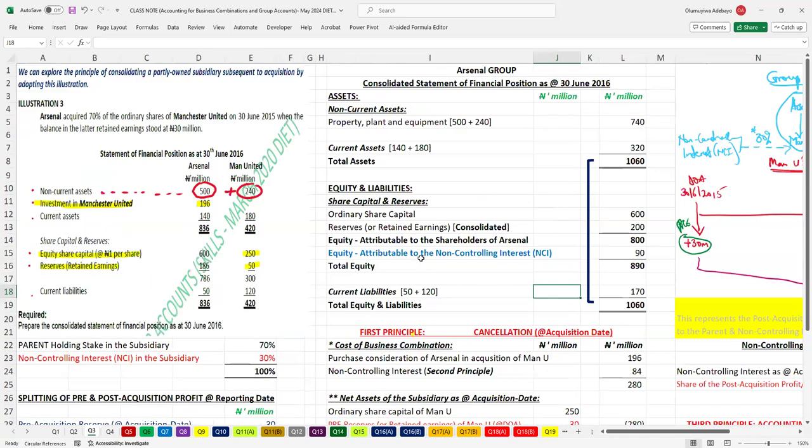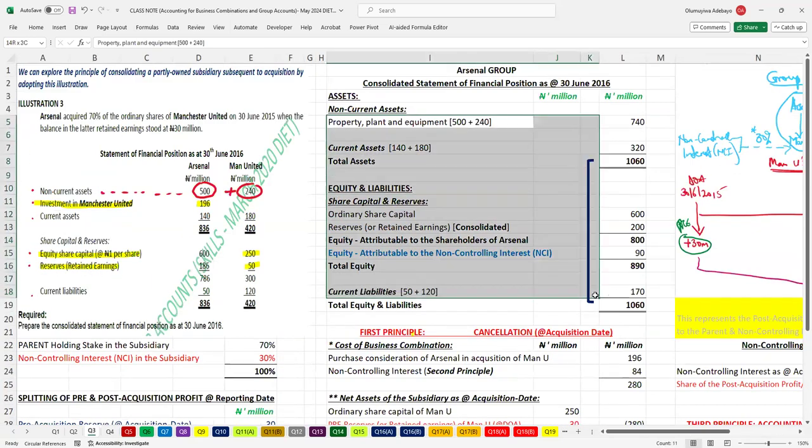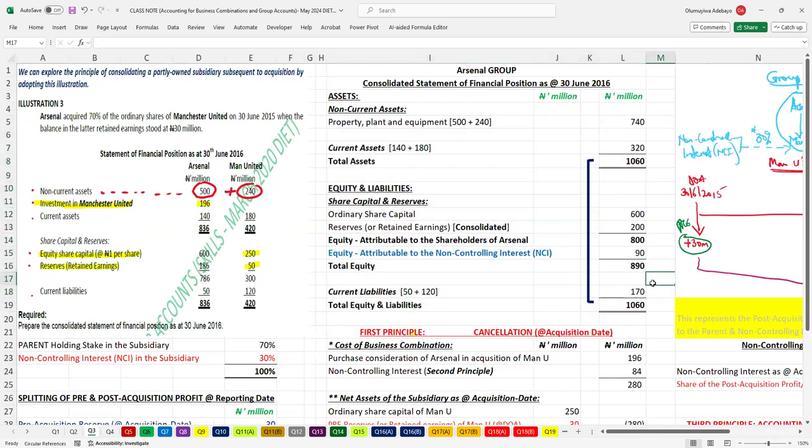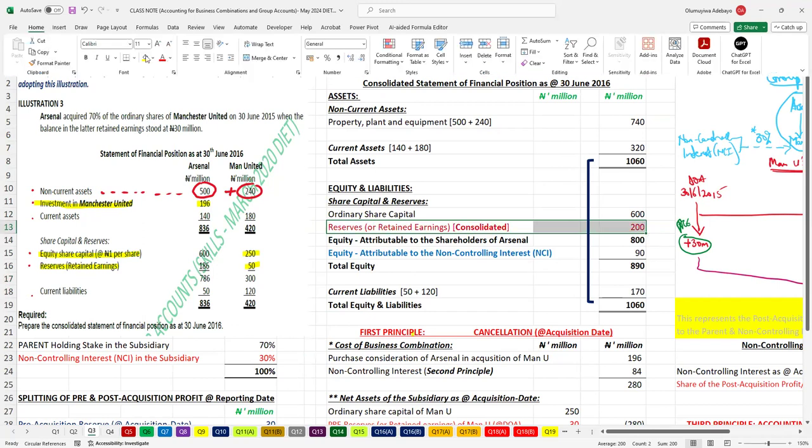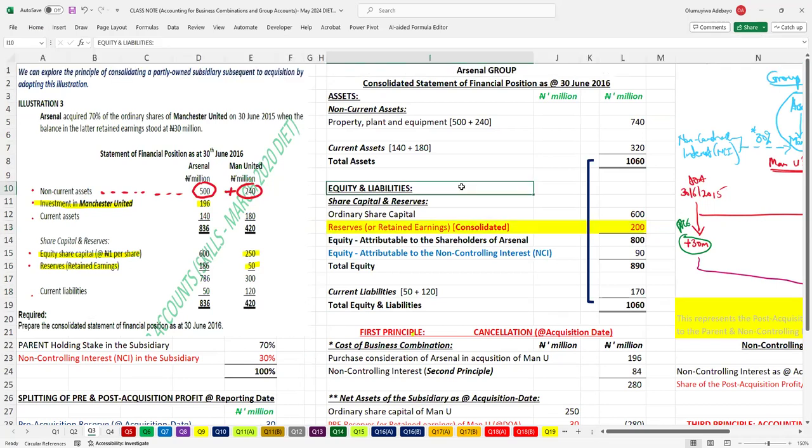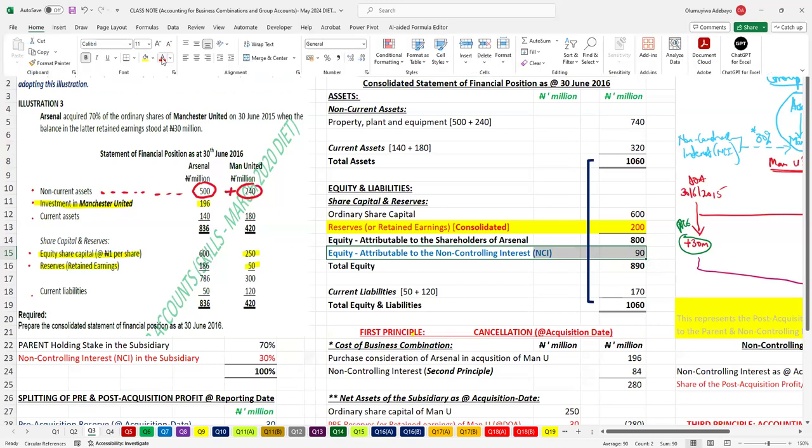On that premise, we now have a balanced position here, with focus on consolidated retained earnings, which is a principle introduced only after post-acquisition profit is obtained or post-investment, and likewise, the aspect of non-controlling interests. Any question on this part?